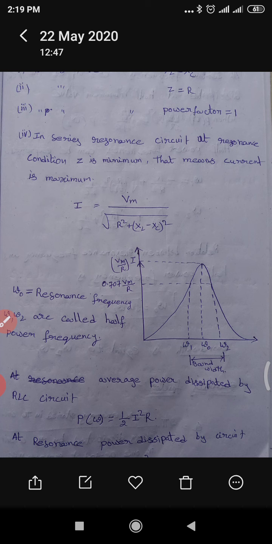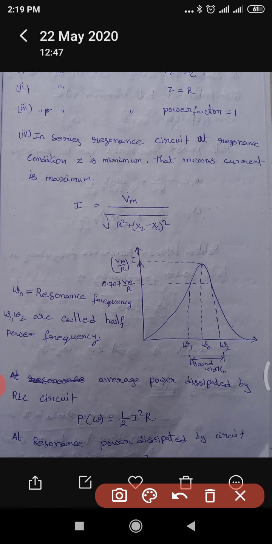How can we calculate this maximum current? I is equal to Vm by square root of R square plus XL minus XC whole square. This is how to find the current in a series RLC circuit. So this is about the current. Next, let's see what about the power.